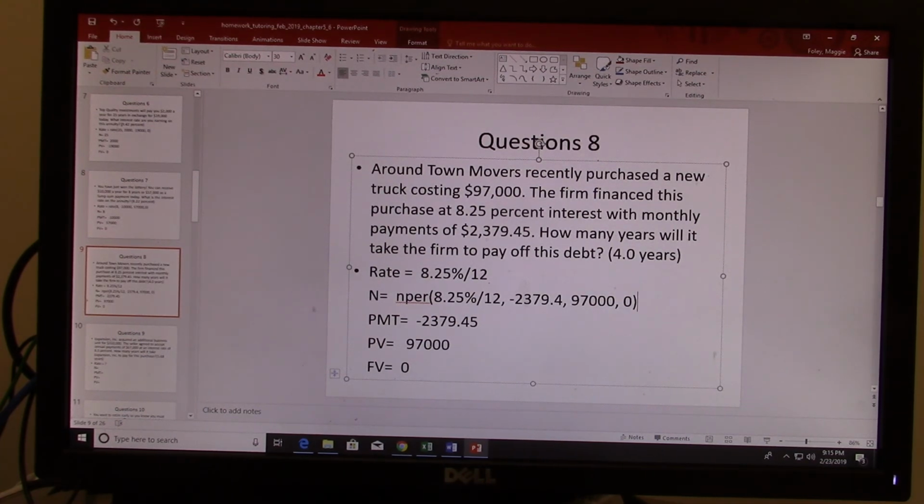Okay, so for N here you should get something close to 48, but that's 48 months, since the payment is on a monthly basis. N will be how many months here. The question is asking for how many years, so you should divide this by 12. You should get something around 3.99. So this is this question.